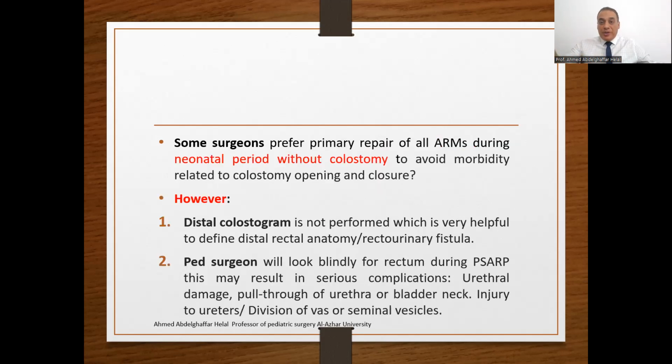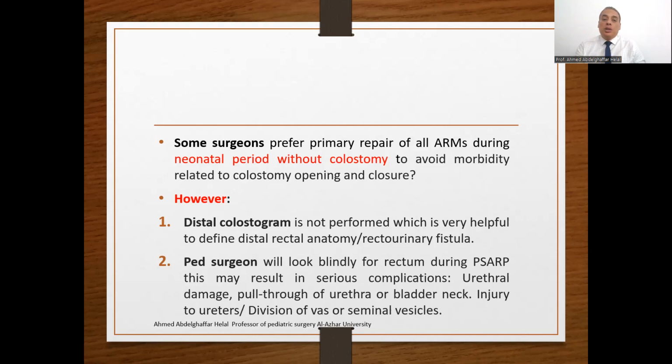Some surgeons try the option of performing repair of all anorectal malformations during the neonatal period without performing a colostomy, to avoid the morbidity related to colostomy opening and closure. However, there are two important points. Number one, if we perform early repair in the neonatal period without colostomy, the distal colostogram is not performed, which is very helpful to define the distal rectal anatomy and rectourinary fistula.